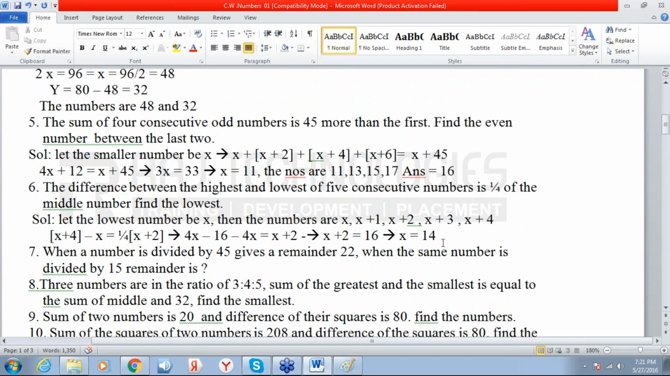So the lowest number is 14. Then the numbers are 14, 15, 16, 17, 18. 14 is the lowest.